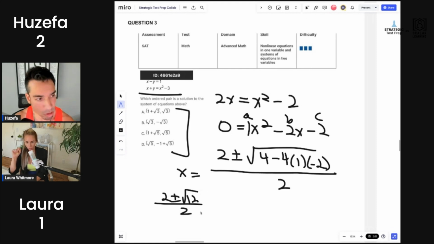Be careful here. I've seen students make this mistake where you divide this and this right off the bat, or they'll just divide this, and you can't do that. You must divide everything by 2 if you're going to divide by 2.